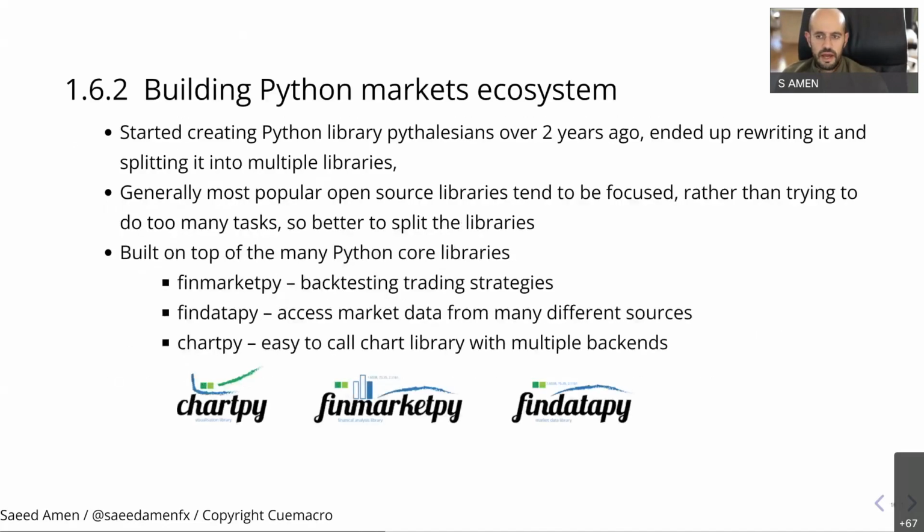So I started creating a Python library, PyThesis, more than 2 years ago now. It's actually quite a few years now. I ended up rewriting it and basically splitting it into a number of different libraries. The main reason is generally when you write an open source library, you want it to be relatively focused, particularly the most popular ones. You don't want a library which does absolutely everything because people find it confusing in terms of what it does. So you want to do one thing particularly well, I guess, with a library.